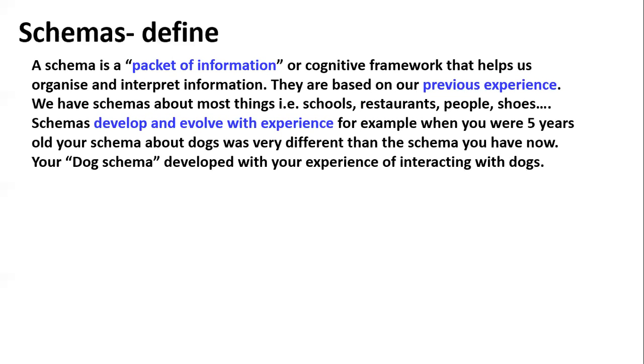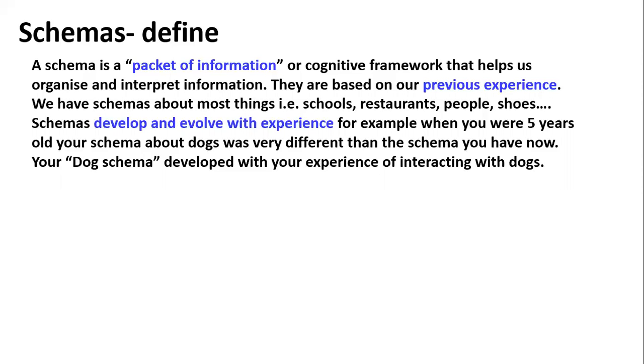Now, the next key element of the cognitive approach that allows us to understand these mental processes is our schemas. Now, a schema is a packet of information. I actually like to look at it as the idea of a filing cabinet, and inside those filing cabinets, you've got all these little files. And that's kind of like our schemas. It's like these packets of information, or all these files within a filing cabinet.